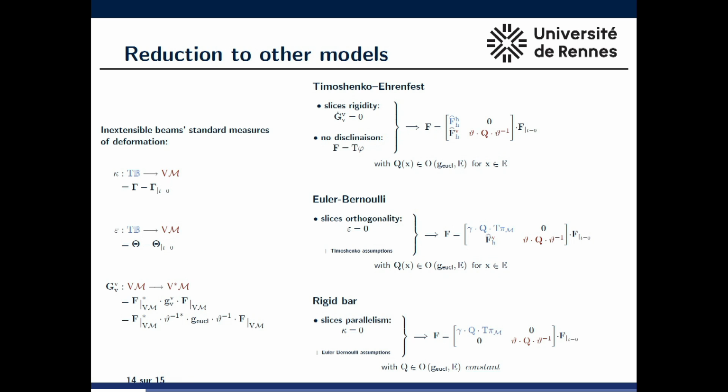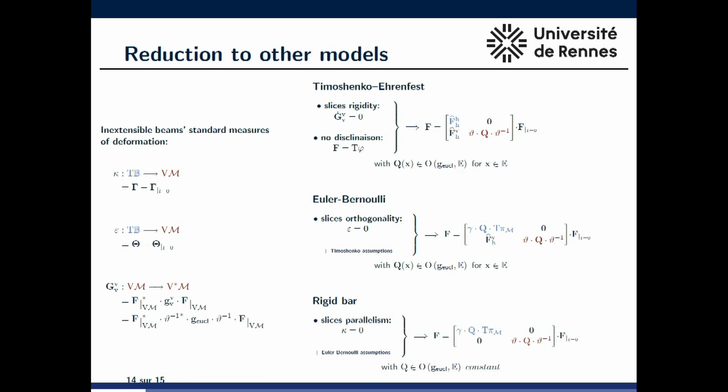So the first model is the Timoshenko LSS model, which requires rigidity of the slices and the lack of disclinations. If we do that, and if we split heuristically the space as macro and micro, then we can split F as a block matrix. And we then realize that because of the slice rigidity, the micro to micro part is constant up to rotation. Okay, so there is a conjugation with the solid form, but we can ignore that.